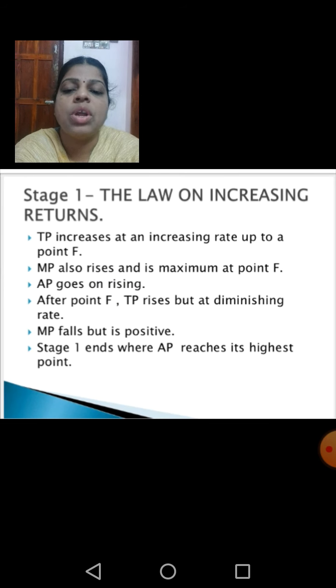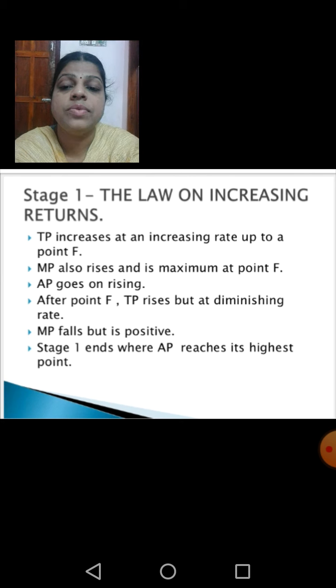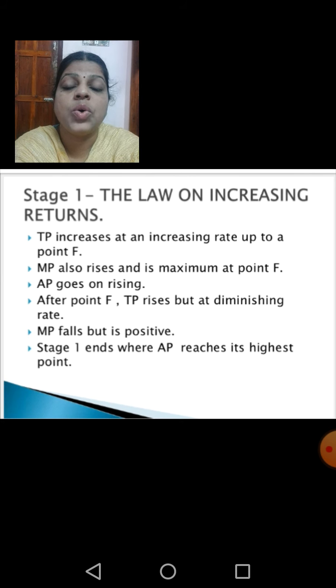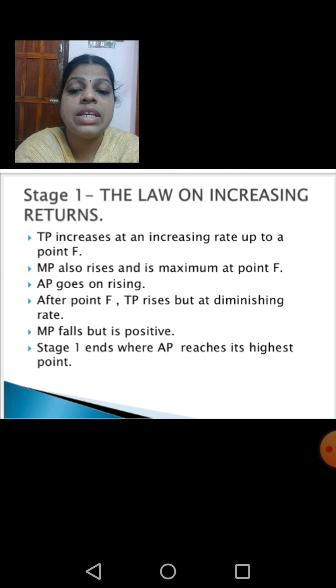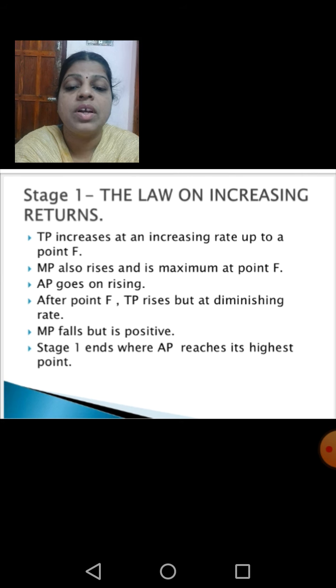And what about stage 1? I told you about the TP. What about the curve of the TP, children? It increases at an increasing rate up to a point F. I told you that 2 points are there in the TP curve. Till F, the TP increases at an increasing rate. MP also rises and it is maximum at point F.